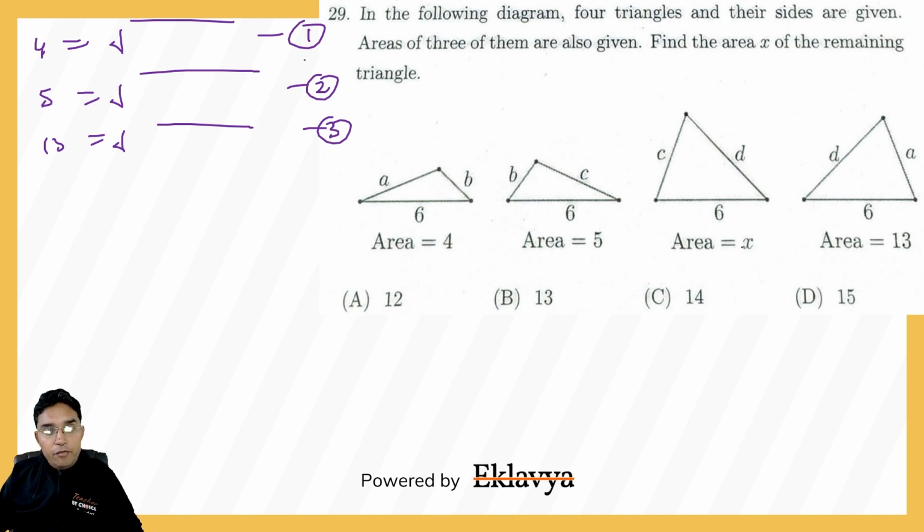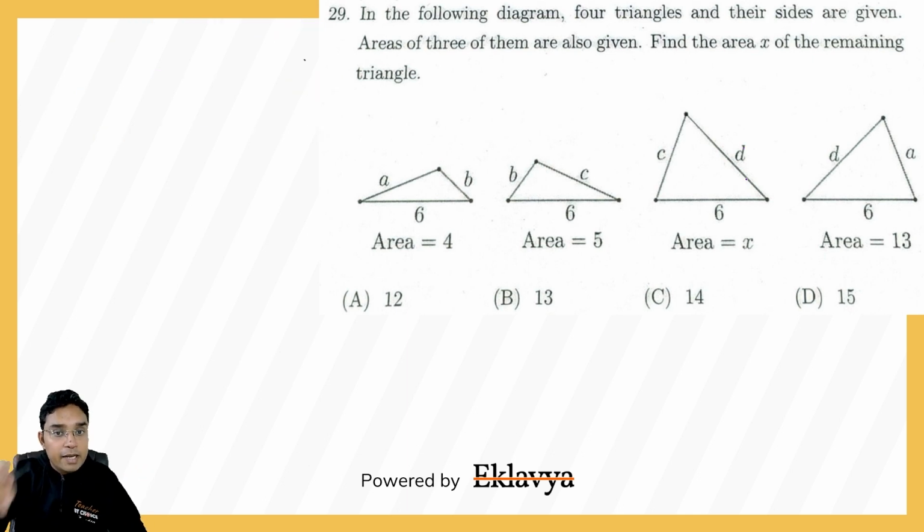So if we can only find C and D in terms of A, then the answer of this remaining triangle will be in terms of A. You cannot get a unique answer. That is one way of reasoning here. Okay, now I'll show you one contradictory example also.